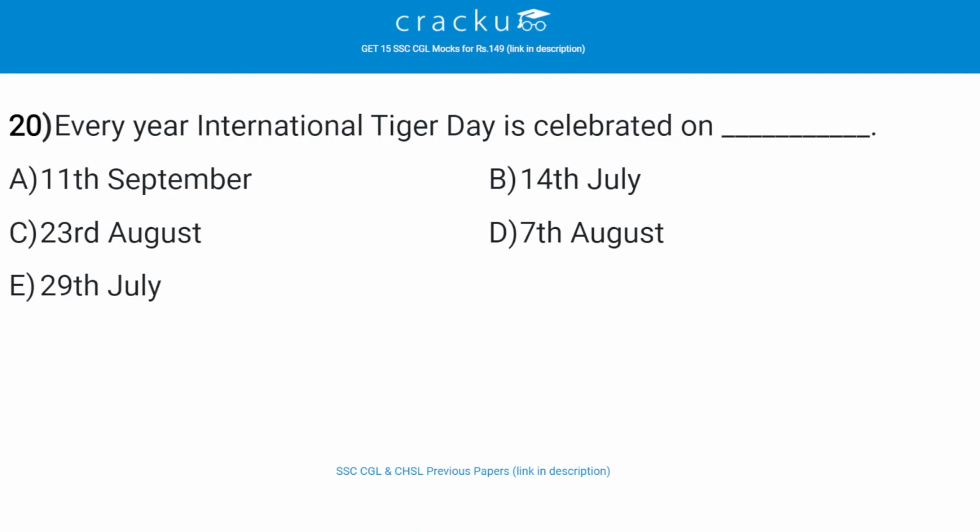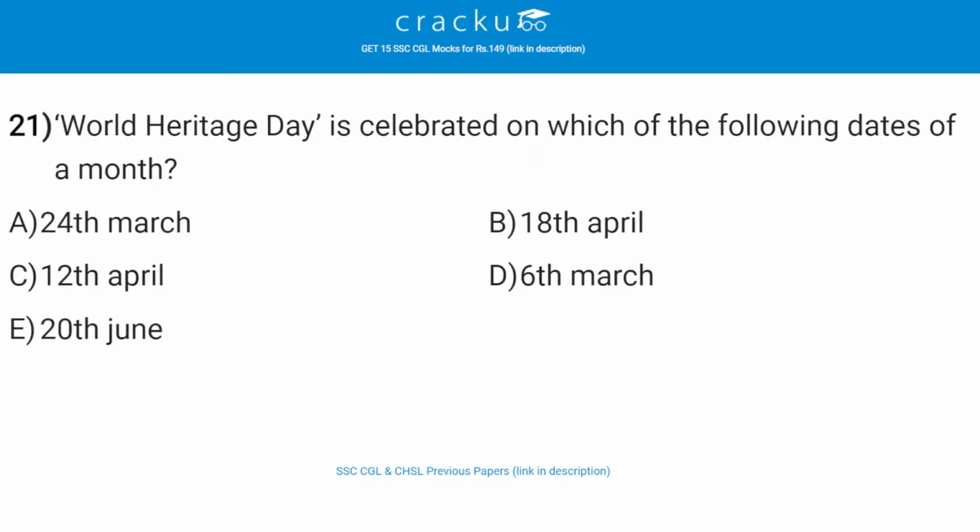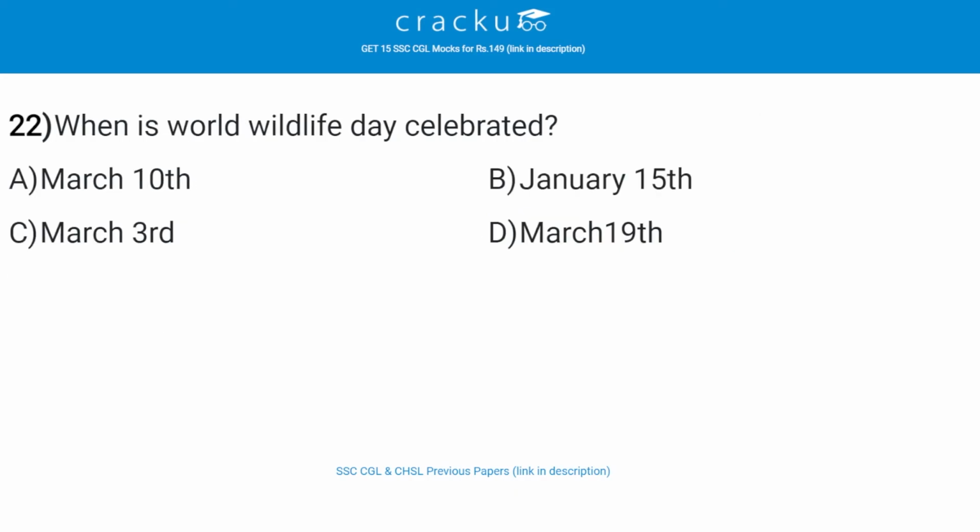The correct answer is E, that is 29th July. Global Tiger Day is celebrated every year on July 29th as a way to raise awareness about this magnificent but endangered big cat. World Heritage Day is celebrated on which of the following dates of a month? The correct answer is B, that is 18th April. When is World Wildlife Day celebrated? The correct answer is C, that is March 3rd.